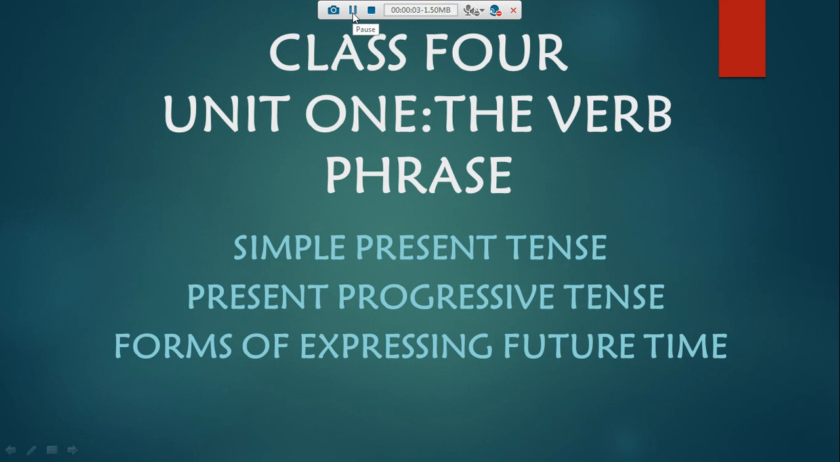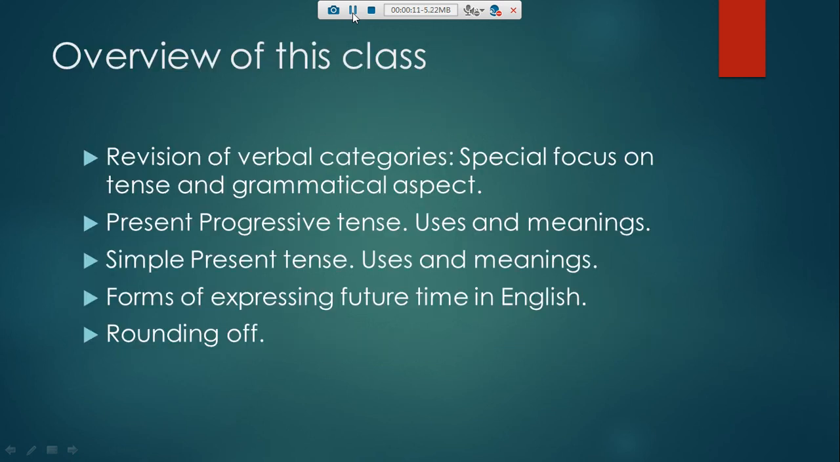Welcome to class 4. Today we are going to be dealing with simple present, present progressive tense, and forms of expressing future time in English. Overview of this class. First, we'll do a revision of verbal categories, special focus on tense and grammatical aspects. Then we deal with present progressive tense, its main uses and meanings, simple present tense, its main uses and meanings, and finally, forms of expressing future time in English.